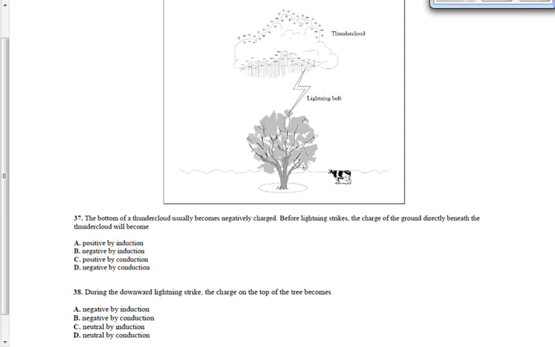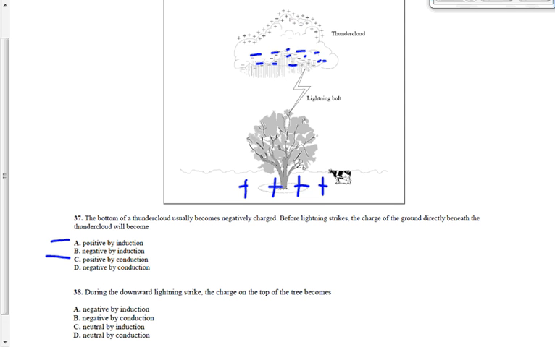The bottom of a thundercloud usually becomes negatively charged before the lightning strikes. So here you get this negative charge right here, which is closest to the ground, obviously. Before the lightning strikes, the charge of the ground directly beneath the thundercloud will become what? Positive by induction or positive by conduction? I'm happy to see that everybody in the class said that the ground directly beneath the cloud will become positive. The rest of the ground, who knows, right? But this part of it becomes positive.